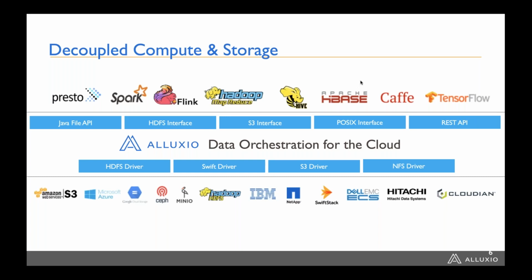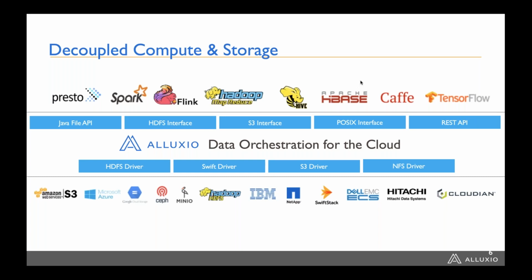On top of Alluxio, you can run analytics workloads like Presto, Spark, or Hadoop MapReduce, or AI workloads like TensorFlow and PyTorch. Alluxio provides different popular APIs to interface with these computation frameworks, including the HDFS-compatible API, which is very popular in the big data analytics world, and the POSIX API, which is very popular in the machine learning world.